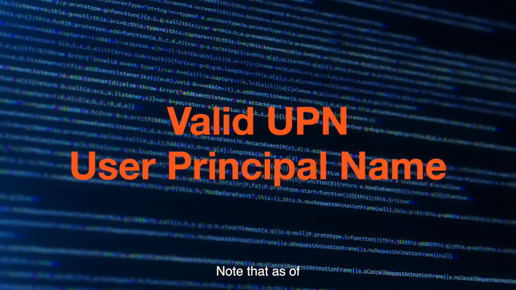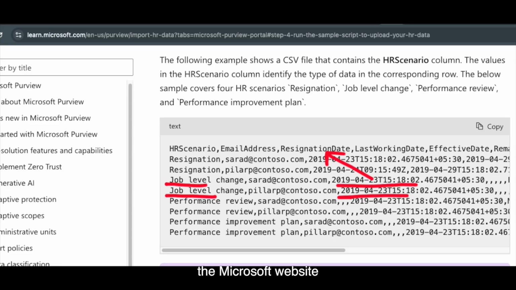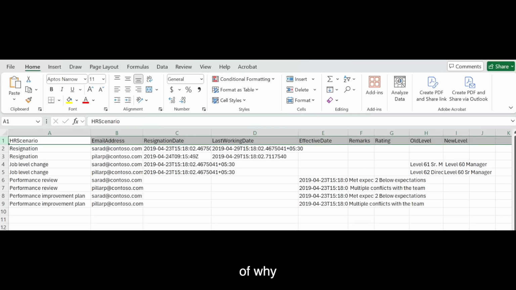Note that as of the making of this video, the Microsoft website had 2 major errors in the examples that they posted. Take a look at the screenshot and note that the job level change scenario has resignation date but is missing effective date, which is a mandatory column for this scenario. Your script will skip records if you use the Microsoft example. I hope Microsoft fixes this soon, but if you are using their example, make sure that you fix this issue, or at least you are aware of why your script might not run properly.